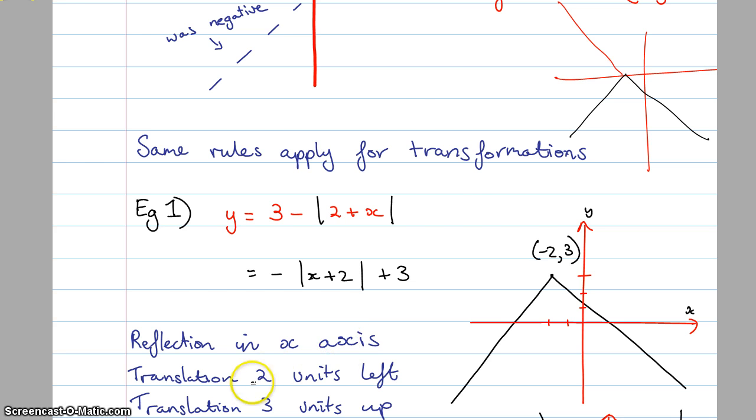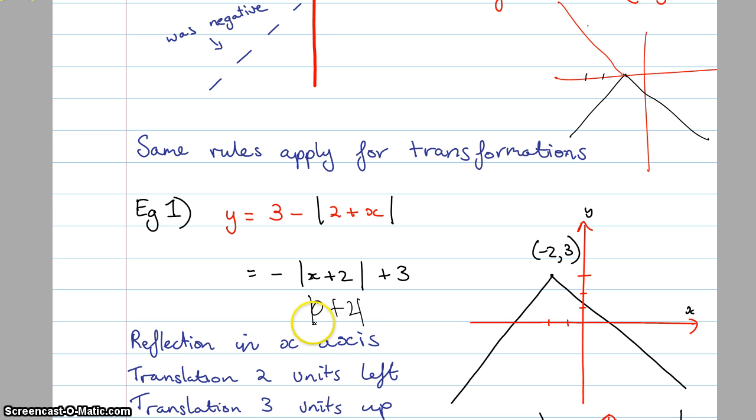And then I'm going to translate it 2 units to the left. So this point is now 2 units across, down here, and 3 units up. So I end up getting this graph down here. And I could find out the x-intercept. The y-intercept is really easy to find out. Just put x as 0 into here, and then I've got 0 plus 2.